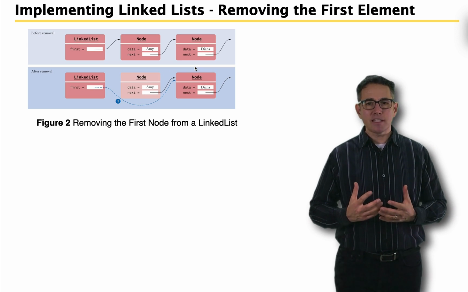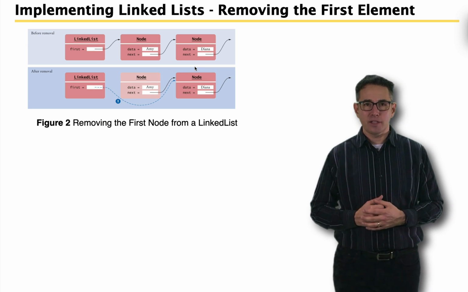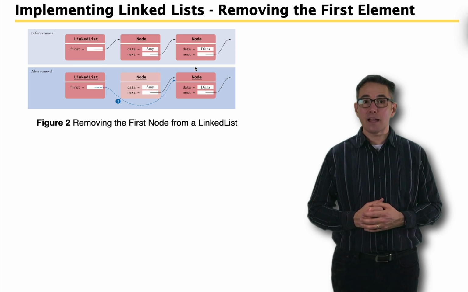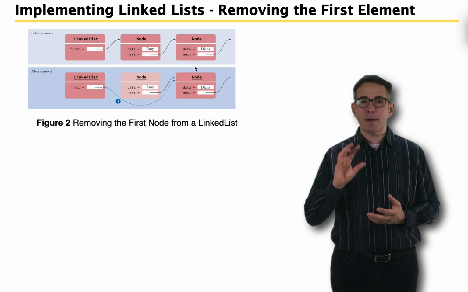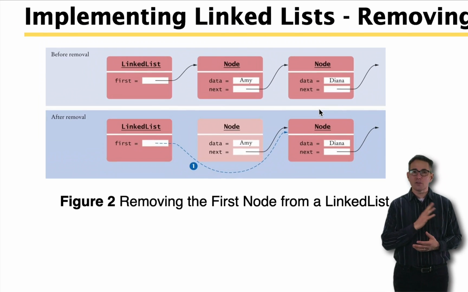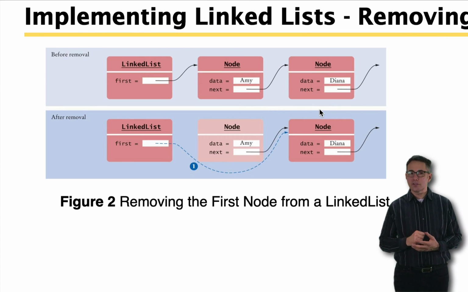At the top, you can see that we have a chain of nodes, starting with our linked list class the user has access to, but then being carried out by a sequence of node objects that the user doesn't know about. All the user knows about is the data that's stored in the data variable for each one of those node classes. We would like to remove the first element.